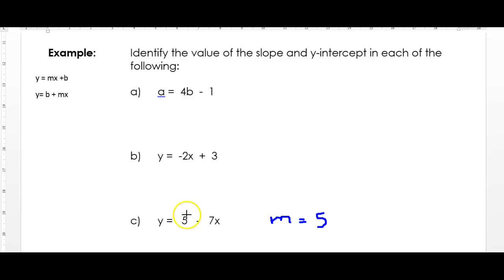And my y-intercept is right here. Oh, sorry, I don't know why I wrote that. Let me get rid of that for a second. My slope is not -5, it is -7. And my y-intercept is this guy right here in front without a variable next to it.